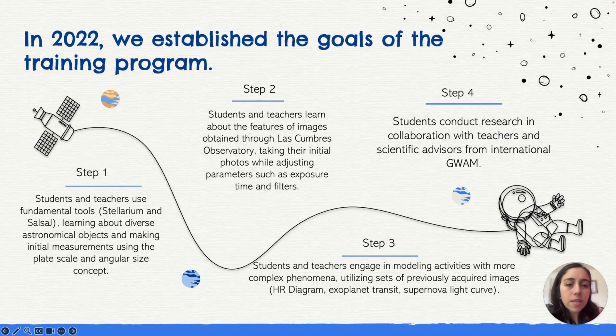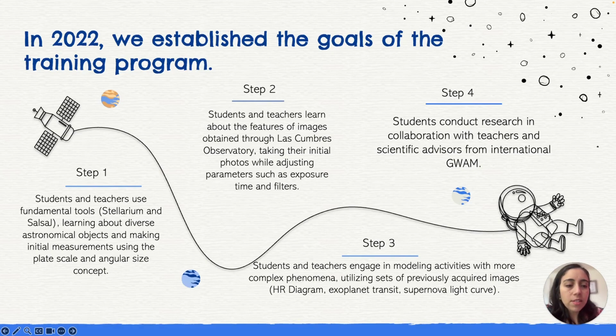Our learning community operates without grading students, using stages or steps instead of units. In the first steps, the students and teachers learn to use educative software like Stellarium and SalsaJ, studying basic astronomical concepts like angular size, plate scale, or pixel scale, and making initial measurements using proportion in the image.